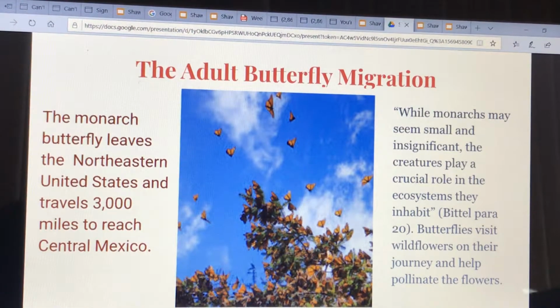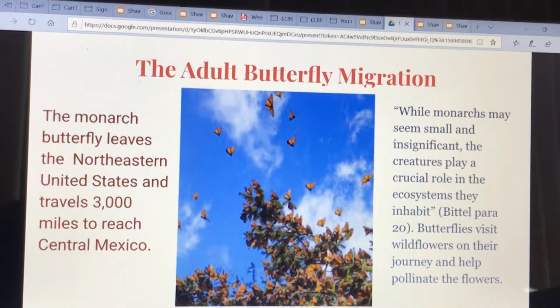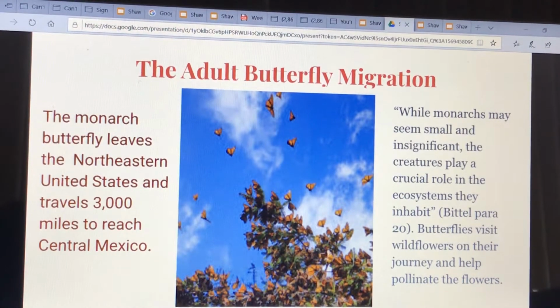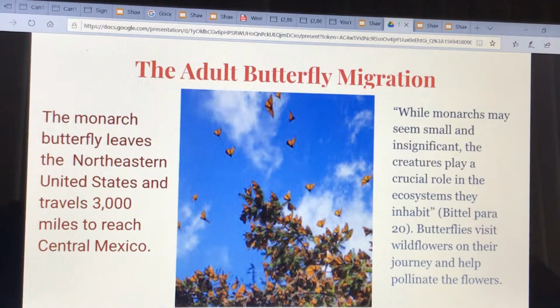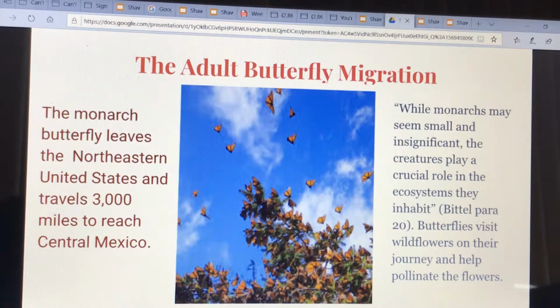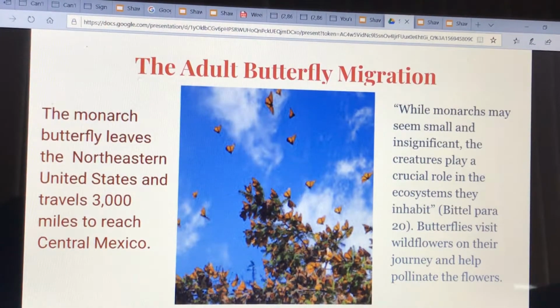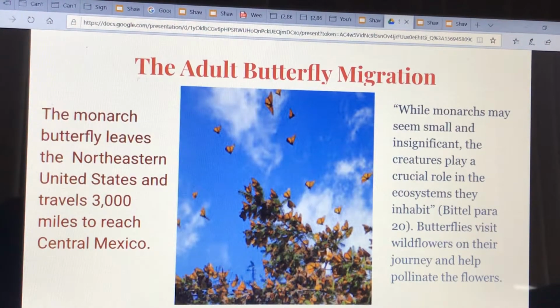The monarch butterfly leaves northeastern United States and travels 3,000 miles to reach central Mexico. So in this photo here, you can see several butterflies gathered on this tree. I've seen photos, it looks like a dark cloud. There's so many of them, which is probably why I see them all over the front of my car. And that's because they do fly in one certain path. That is the only way they go. And that's their migration pattern, and it doesn't matter if it's going across the 15 freeway.